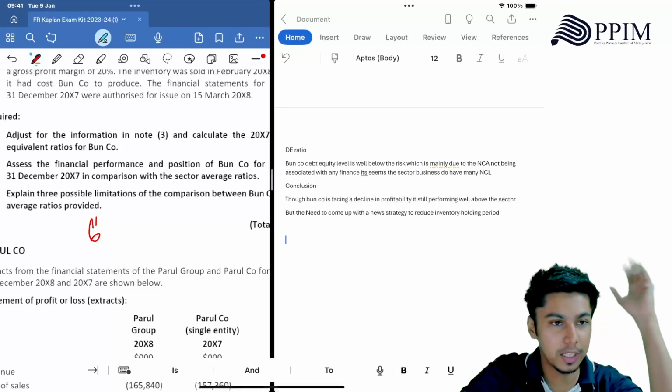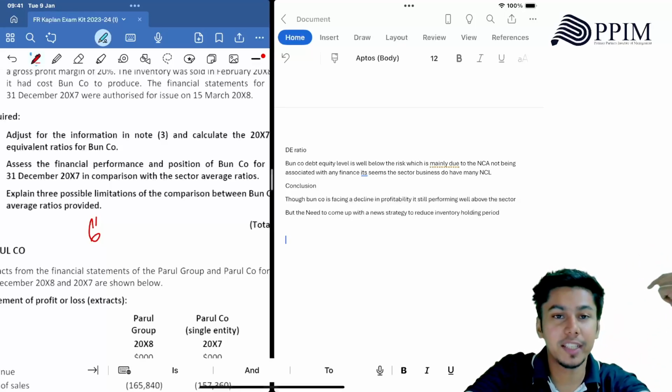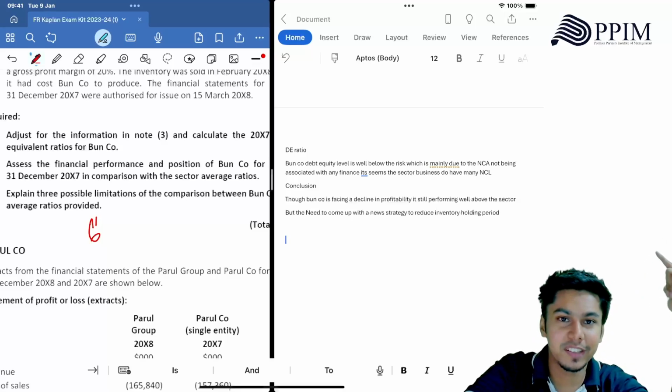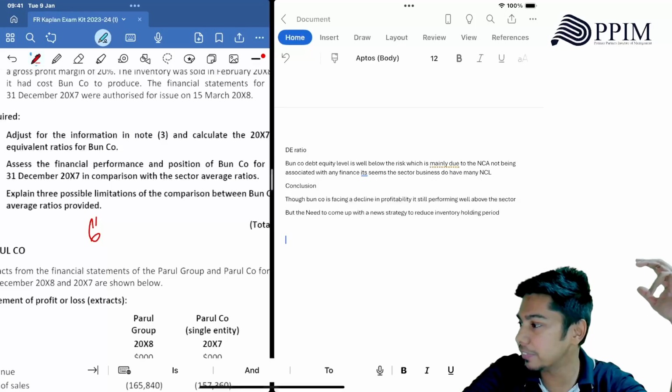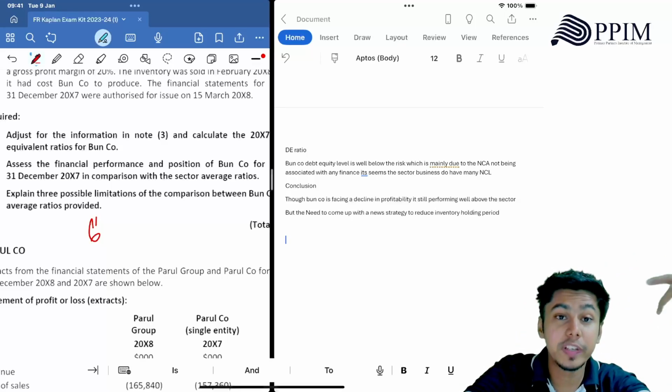What do I mean by that? Let's say inventory holding period. For average inventory, what did I take? Closing inventory. Don't know whether the sector went and took the average inventory. So different organizations have different ways of defining ratios.